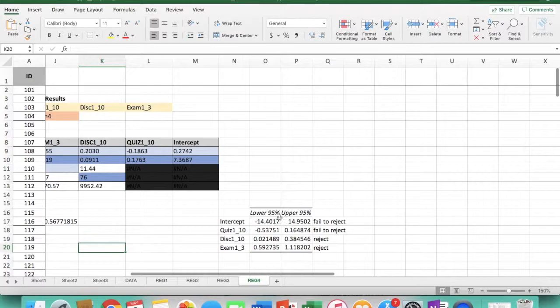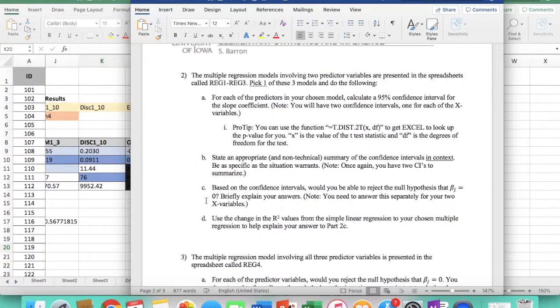I found the intercept for the 95% confidence interval between negative 14.4 and 14.95. So I failed to reject the null hypothesis with that. For quizzes 1 through 10, I failed to reject the hypothesis again, and for discussions 1 through 10 and for exams 1 through 3, I rejected it. So this shows again how discussions 1 through 10 were not a good predictor of exam 4 because they could not agree with that.